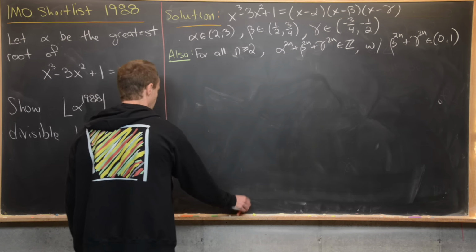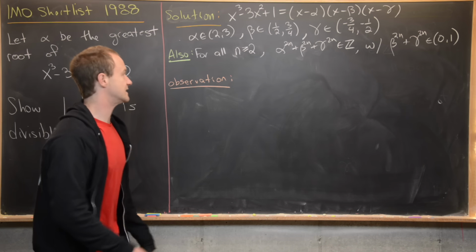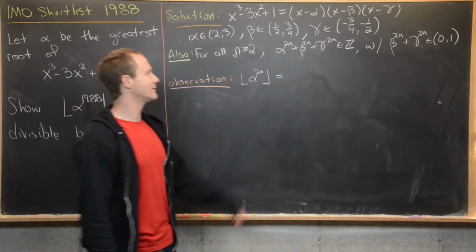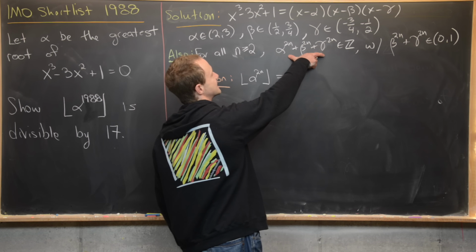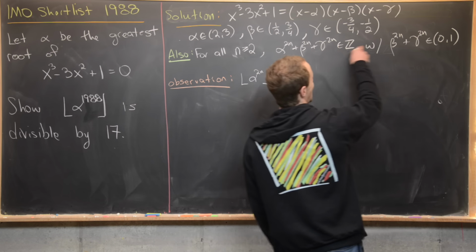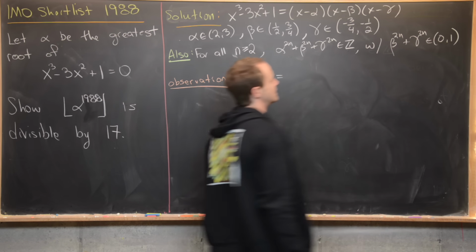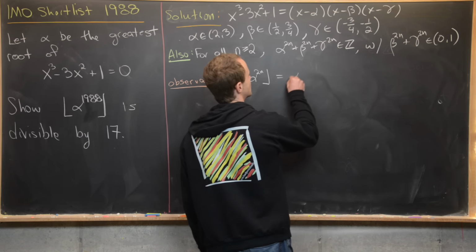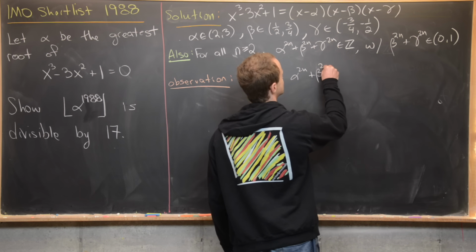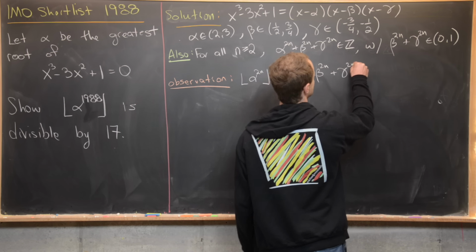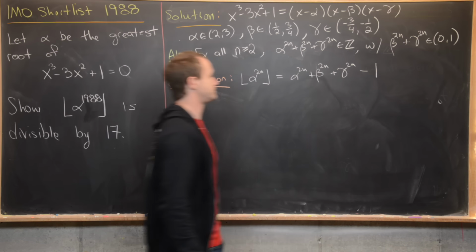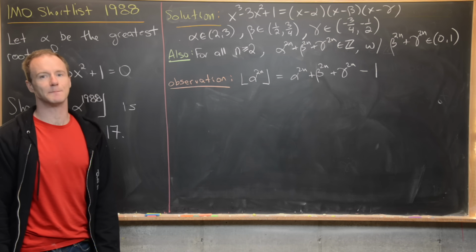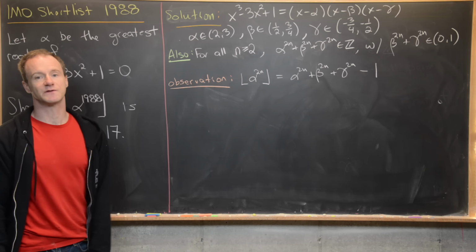So let's maybe make the following observation. So let's see, the floor of alpha to the 2n, and so here we're simultaneously using the fact that these three sum to an integer, and that these two sum to a number between 0 and 1. So the floor of alpha to the 2n is going to be equal to alpha to the 2n plus beta to the 2n plus gamma to the 2n minus 1. So that finishes off the first round of analysis of this problem. Now we're going to finish it off by working mod 17 and then using Fermat's little theorem.